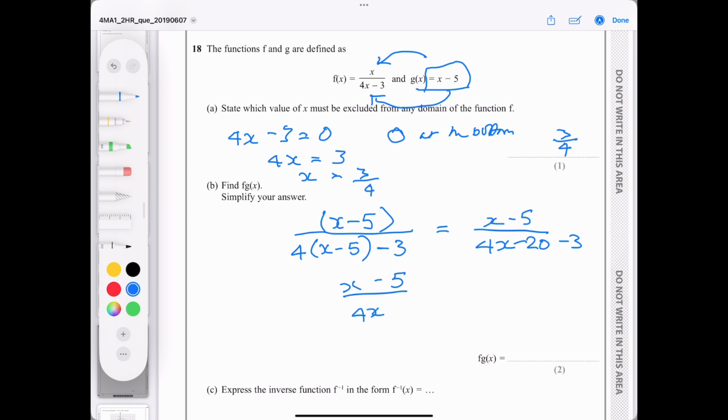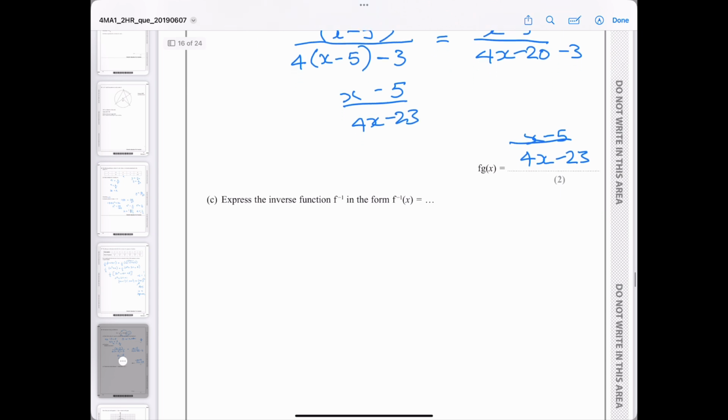So that's x minus 5 over 4x minus 23. Nice. Well, I'm not sure I mean that, to be honest. I don't really like that answer. Having prime numbers and things doesn't make me happy.